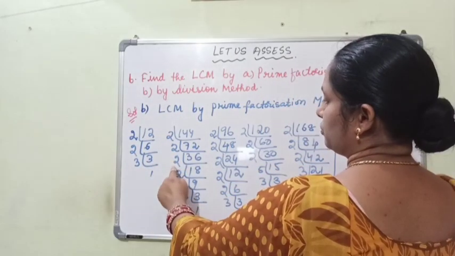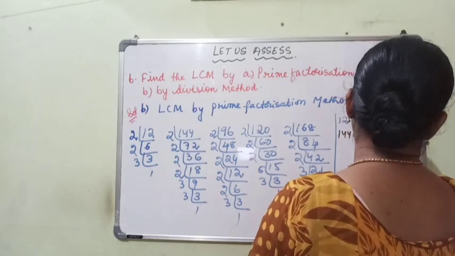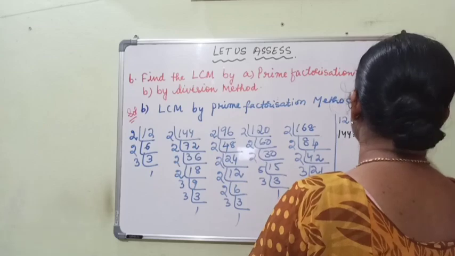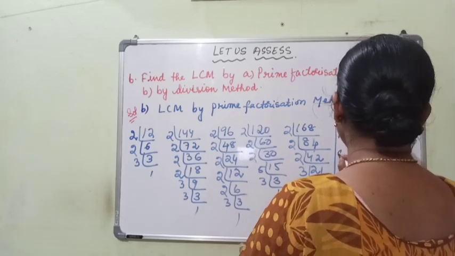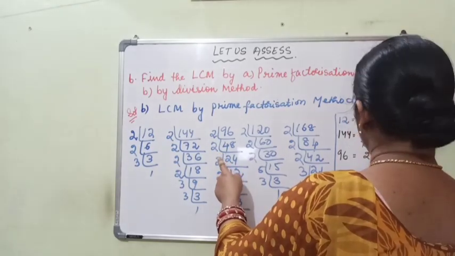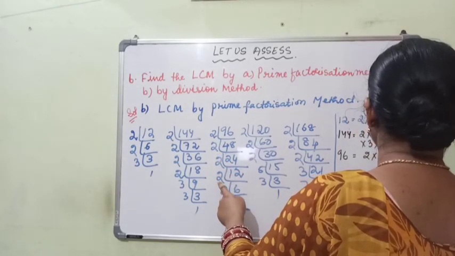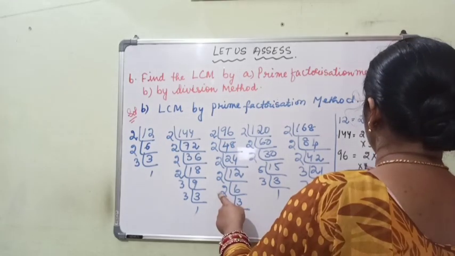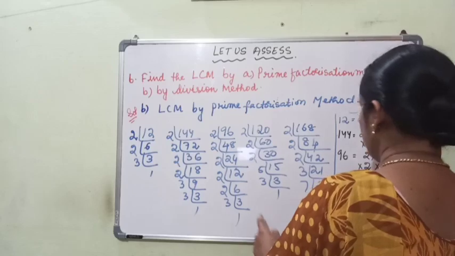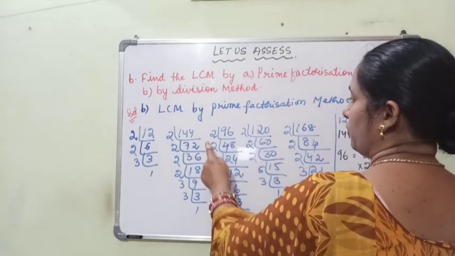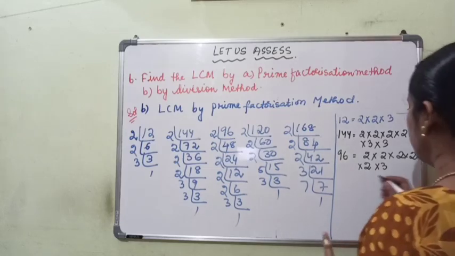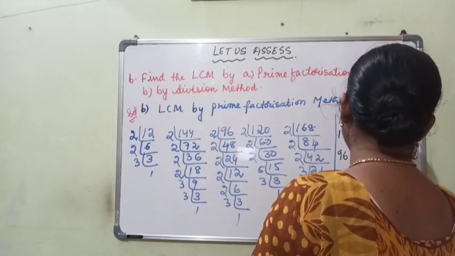2 into 2 into 2 into 2 into 3 into 3, right? Then the number 96 can be written as 2 into 2 into 2 into 2 into 2. Be careful while writing all the factors. Don't miss any of the factors, right? We have 1, 2, 3, 4, 5. Okay? Then a 3.